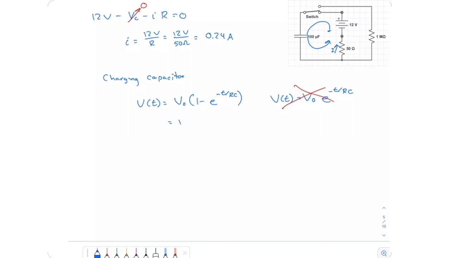And my initial voltage is 12 volts. The RC time constant, well, I guess I'll plug in a number for that later. The final voltage that I want is 0.9 times 12 volts, because I'm asked how long does it take to charge to 90% of its initial voltage. So I can divide both sides by 12, and what I get is 0.9 is 1 minus e to the minus t over RC.